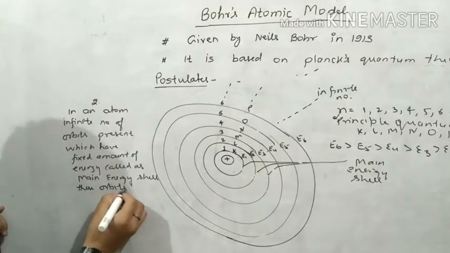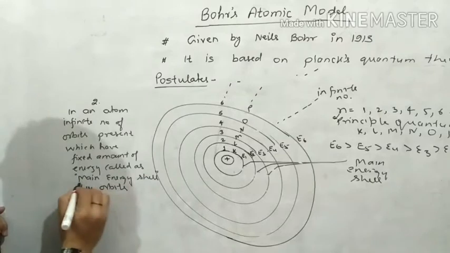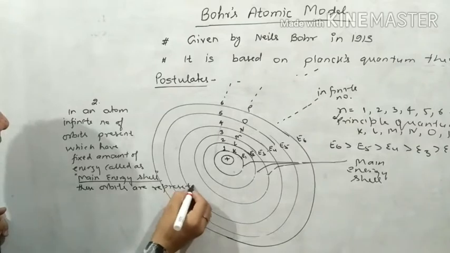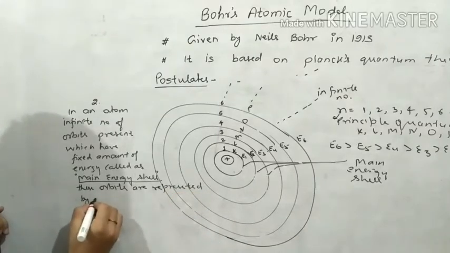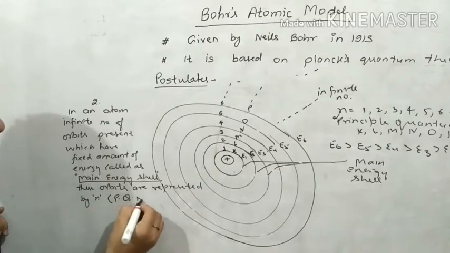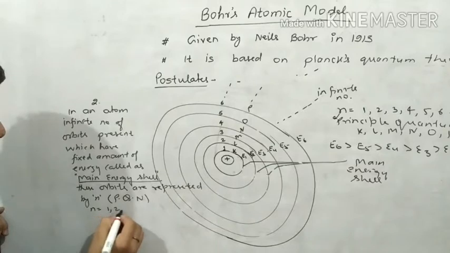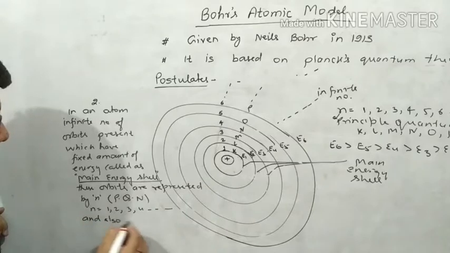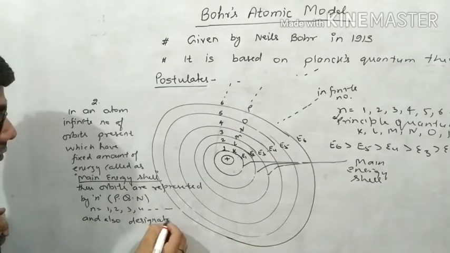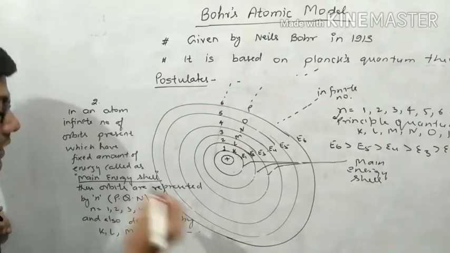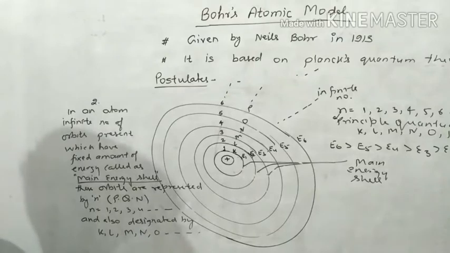These orbits are represented by n, that is the principal quantum number. n is equal to 1, 2, 3, 4 and so on, and also designated by K, L, M, N, O and so on. So this is the second postulate of the Bohr atomic model.